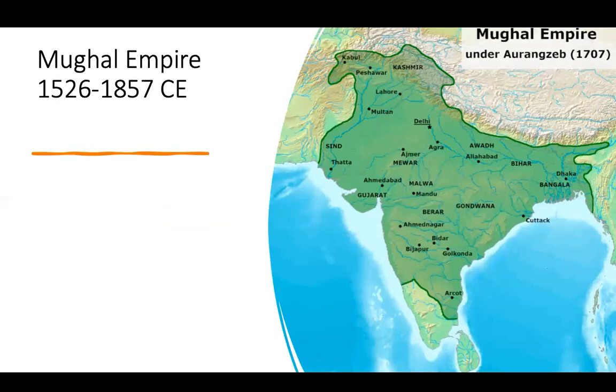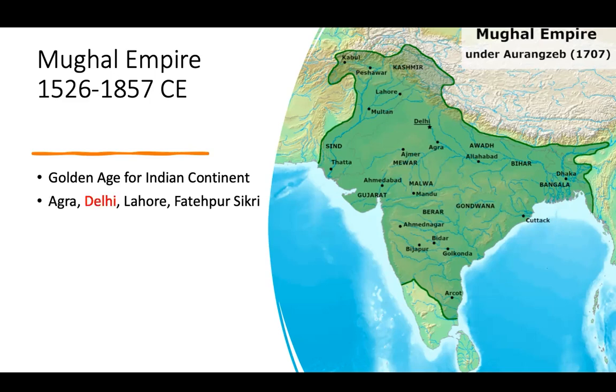Let's talk about the Mughal Empire. So we talked about 300 years with the Delhi Sultanate. This is another 300 years of the Mughal Empire. It started in the 1500s. So for India, this was the golden age. We're talking about 300 years of prosperity that took place in India.